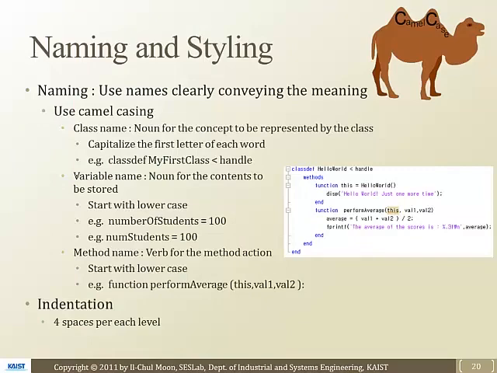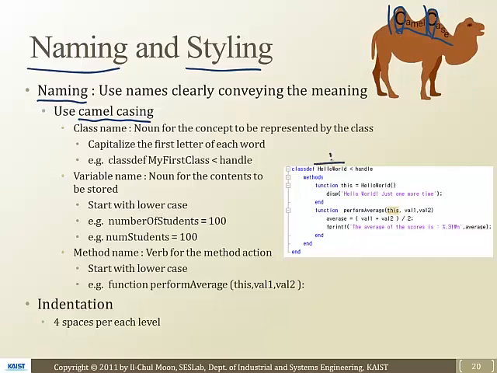keep some rules in this classroom and also in your professional programming experience, right? So, naming and styling. Naming is quite important for other programmers, like the TA or me, to understand your program. One of the most frequently used techniques is camel casing. Camel casing looks like this: the first letter of the important words is capitalized.